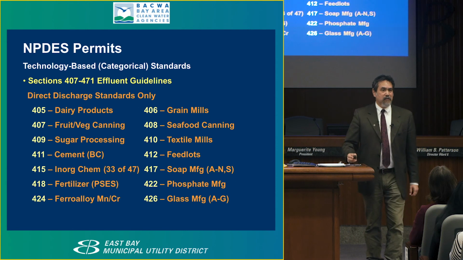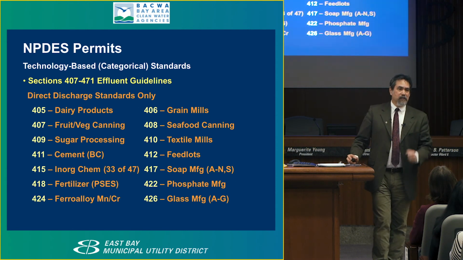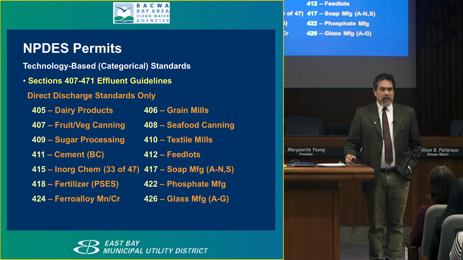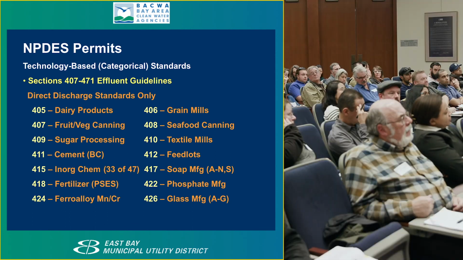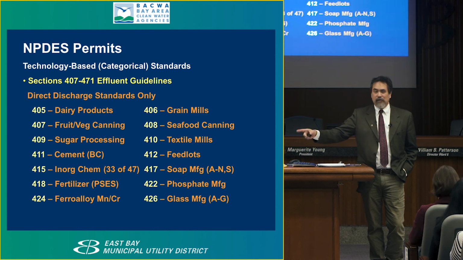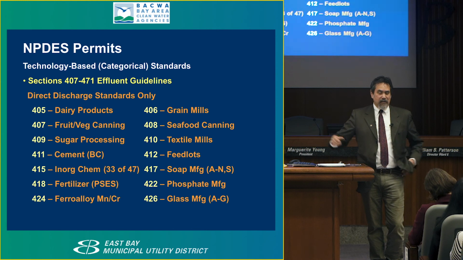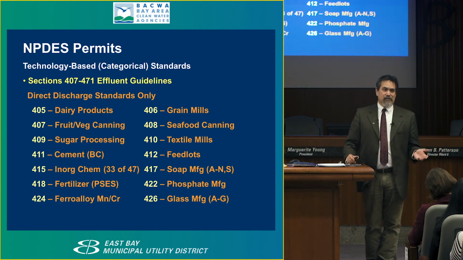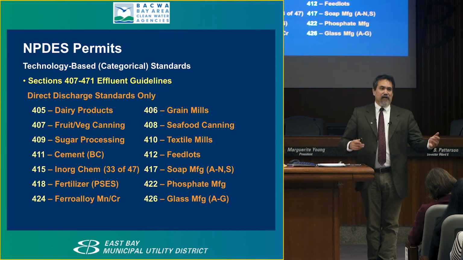Greg? Yes. You have a question. Yes. I was just going to ask, so if you have like a grain mill, but they're discharging to a POTW, are they still considered categorical? No. Direct discharge standards only. Essentially all there is for this is a BAT and a new source standard. They do not apply to discharges to a sewer district. And if that's the case, they're not a categorical.